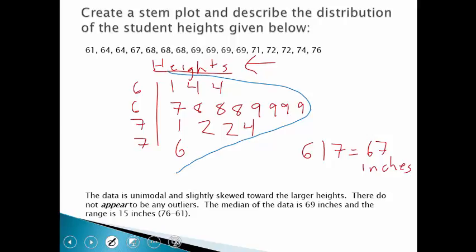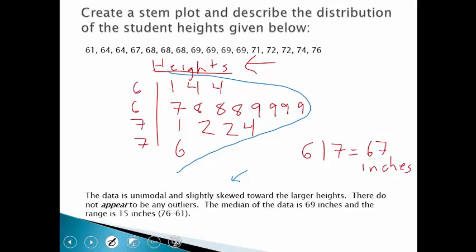Another way you might look at this: if you imagine rotating it counterclockwise, then you could maybe say it's skewed to the right. Some people might look at that and say it's pretty symmetric. You wouldn't be wrong if you said it's relatively symmetric. I see the slight skew, and this allows me to say we're slightly skewed toward the larger heights. None of the observations really jump out at me as outliers. So instead of claiming there are definitely no outliers, I'll say there do not appear to be any outliers, because as the unit progresses, we'll talk about how to algebraically determine outliers.